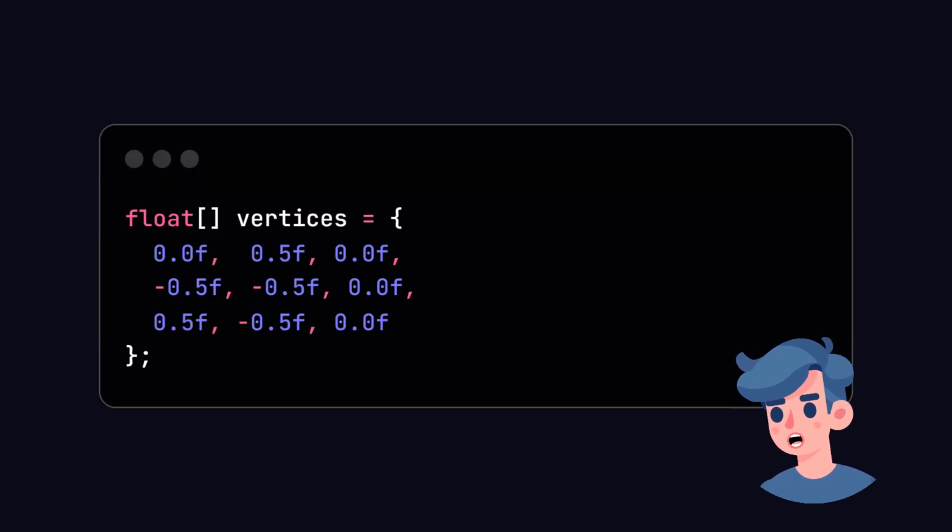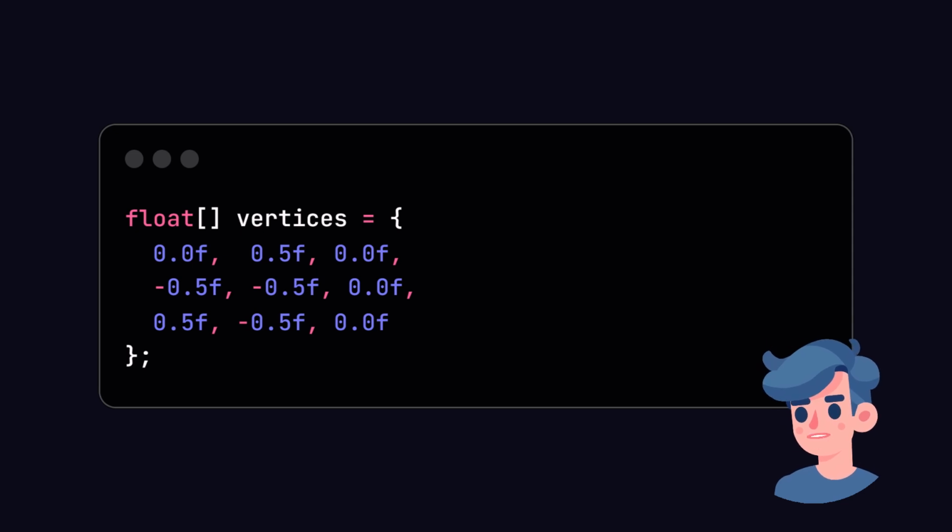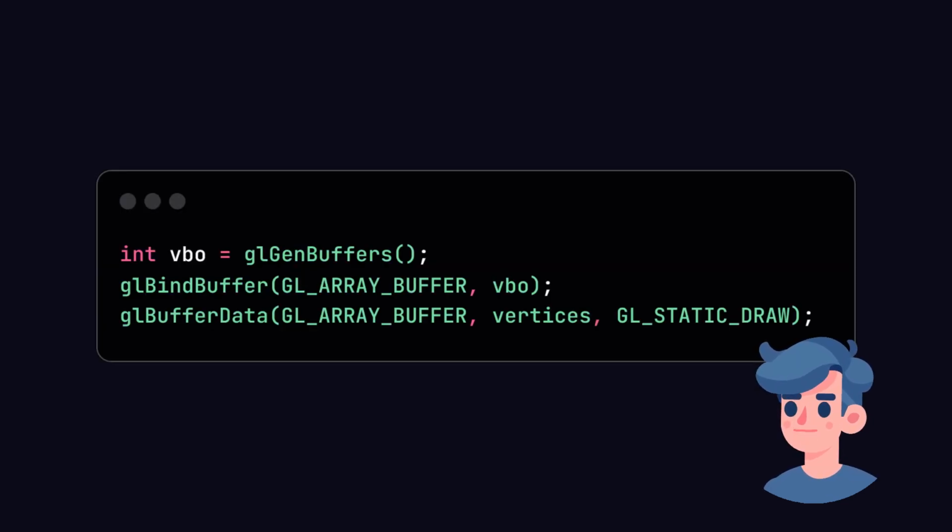To render our triangle, we must first set up the vertex data. OpenGL works with buffers, so we need to create a vertex buffer object, VBO. Here's how we set up a simple triangle. Now we need to create a buffer in OpenGL to hold our triangle's vertex data. We will need to bind the buffer before we can send the vertex data to OpenGL.